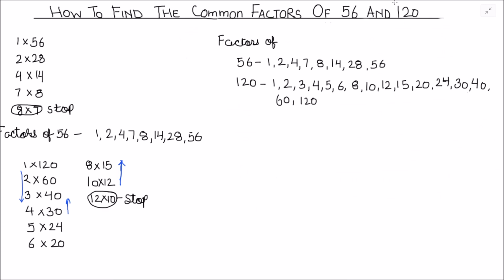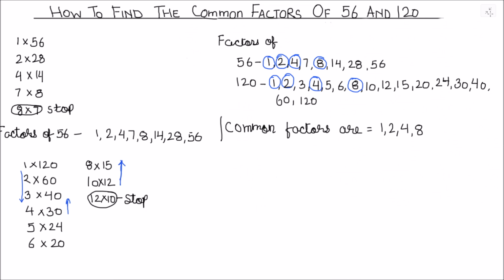Now we have to find the common factors between the two numbers. Let's circle the factors which are common to both the numbers. 1 is common to all the numbers. Then 2, as both the numbers are even, so 2 is there in both the numbers. Then 4 is common to 120 and 56. Then we have 8, which is common to both the numbers. That's all. So the common factors of the two numbers are 1, 2, 4 and 8. These are all the common factors of 56 and 120.